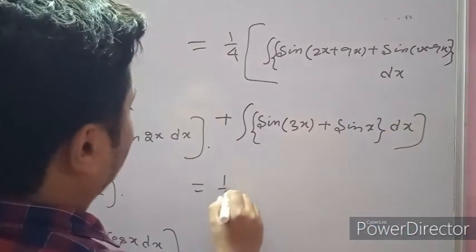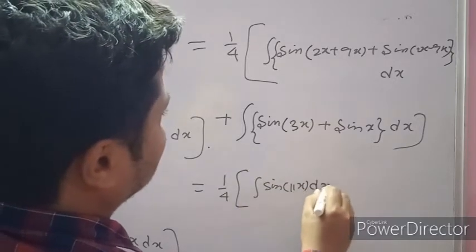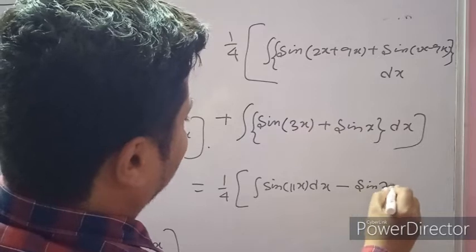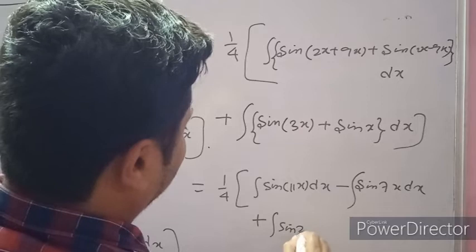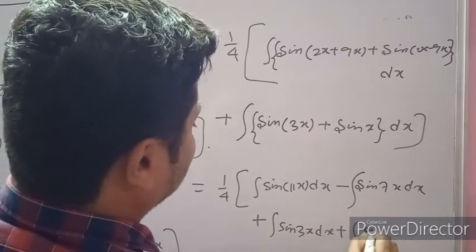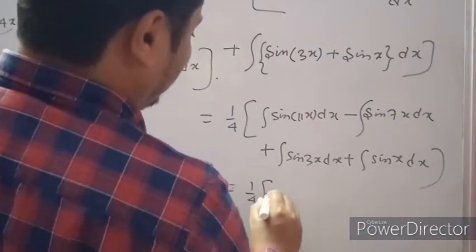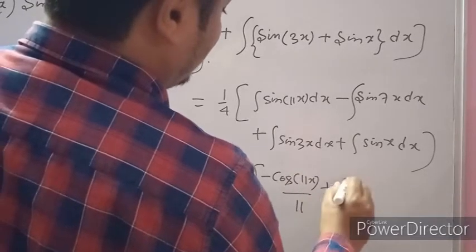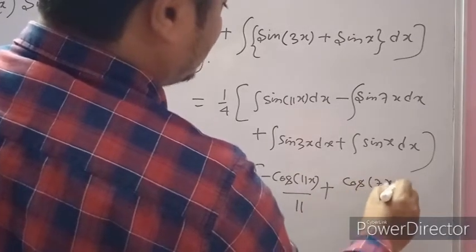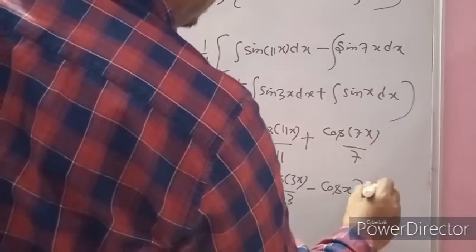So what you get? 1 by 4 integration sin 11x dx minus sin 7x dx plus integration sin 3x dx plus integration sin x dx. Now it can be easily integrated. Sin integration is minus cos 11x by 11, this is minus minus plus cos 7x by 7, minus cos 3x by 3, minus cos x plus c.